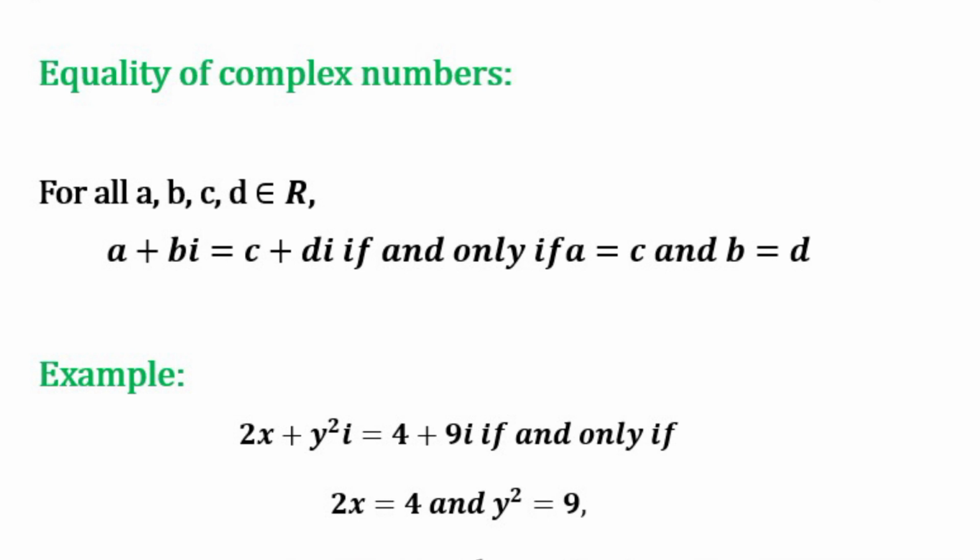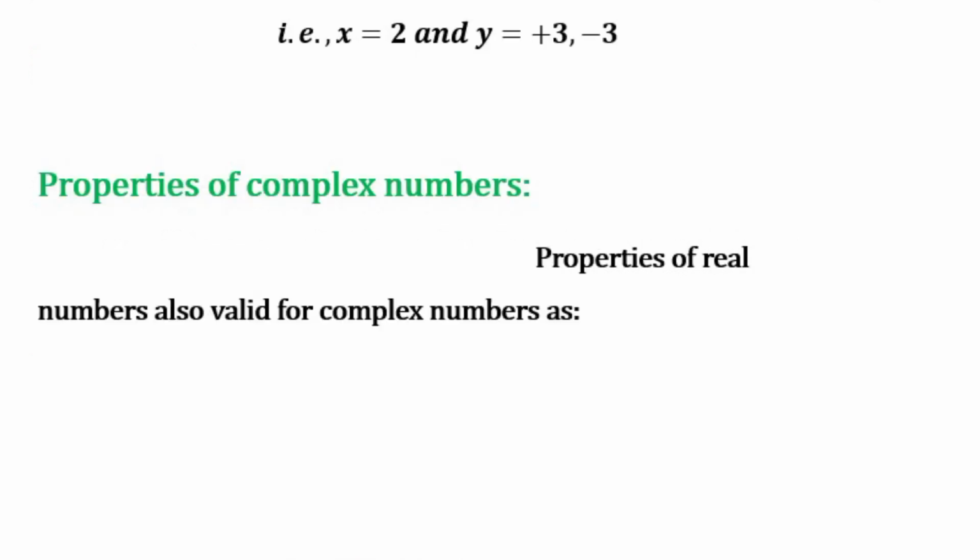if and only if a is equal to c, which are real parts, and b is equal to d, which are imaginary parts. Look at example. We have two complex numbers 2x plus y square iota and another complex number 4 plus 9 iota. These complex numbers will be equal if and only if we have 2x equal to 4, which is real part, and y square equal to 9, which is imaginary part. And we get from here x equal to 2 and y equal to plus 3 and minus 3.